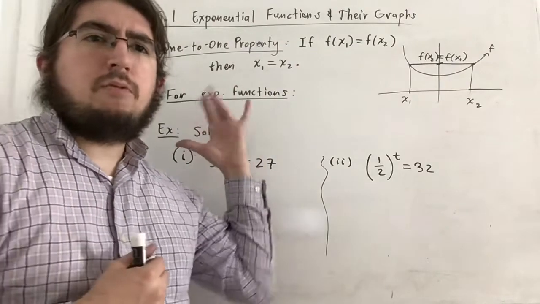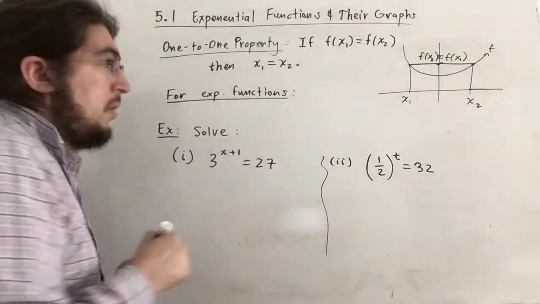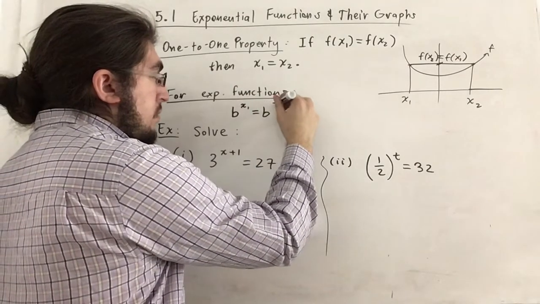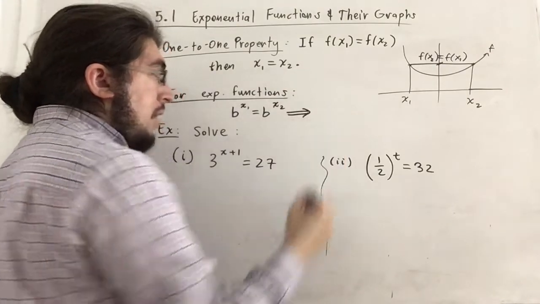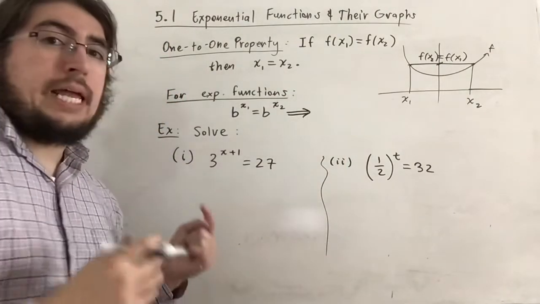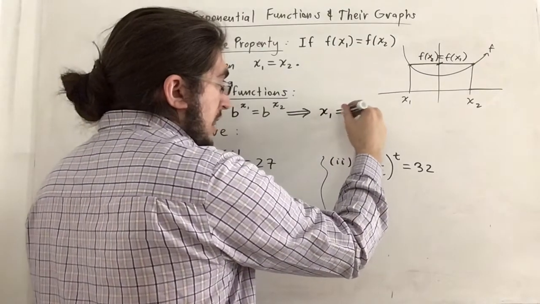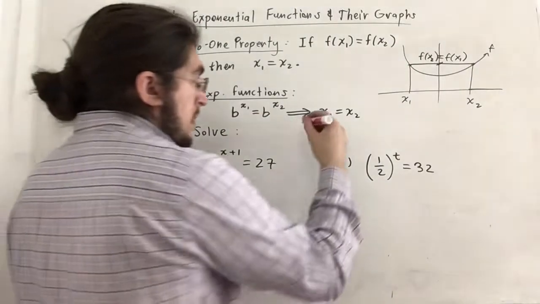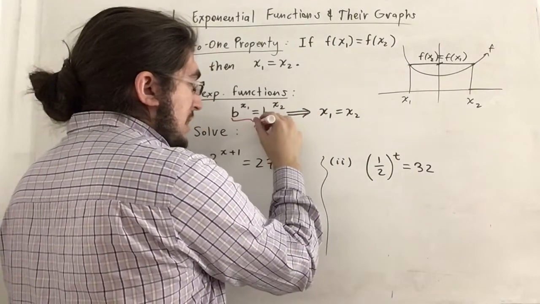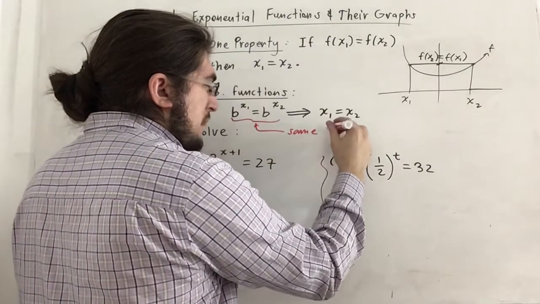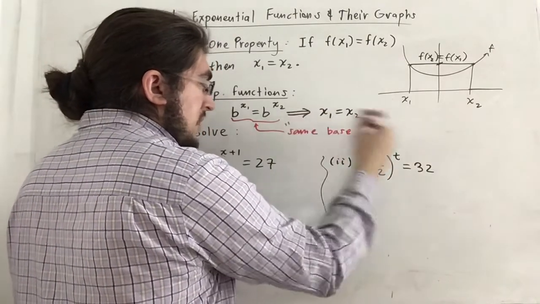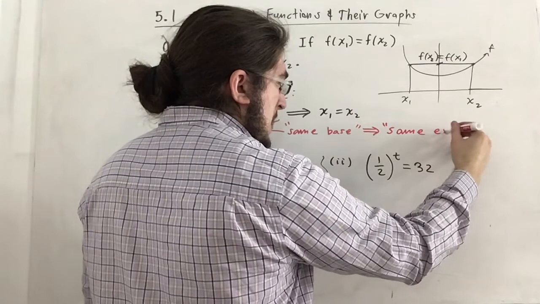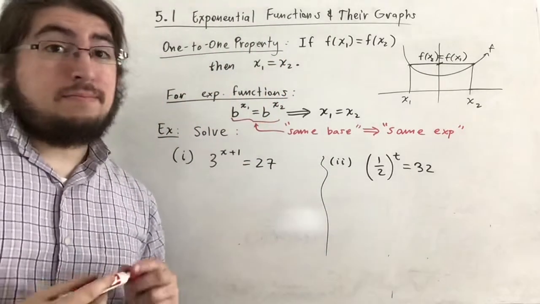What does that mean specifically for exponential functions, though? It means the following. If we have b to the x1 being equal to b to the x2, then this will imply that the exponents must be the same. So this is actually a pretty important observation here, the bases must be the same. So if you have the same base, then what does this imply? This implies you have the same exponent. So if the base is the same, then the exponent's the same.